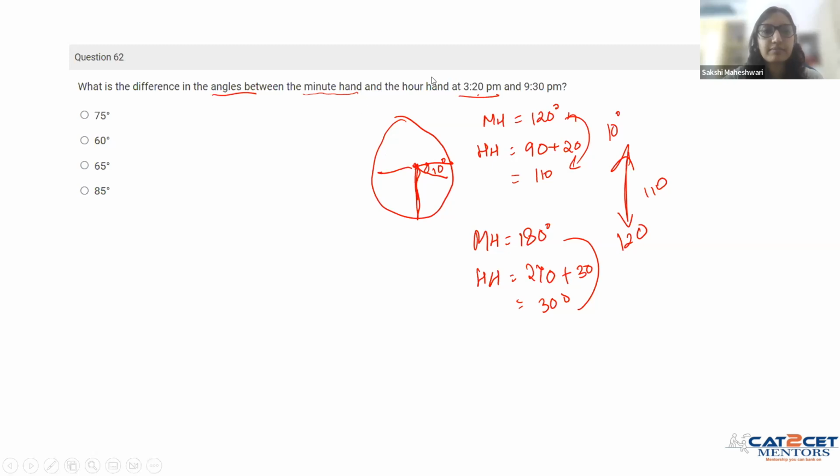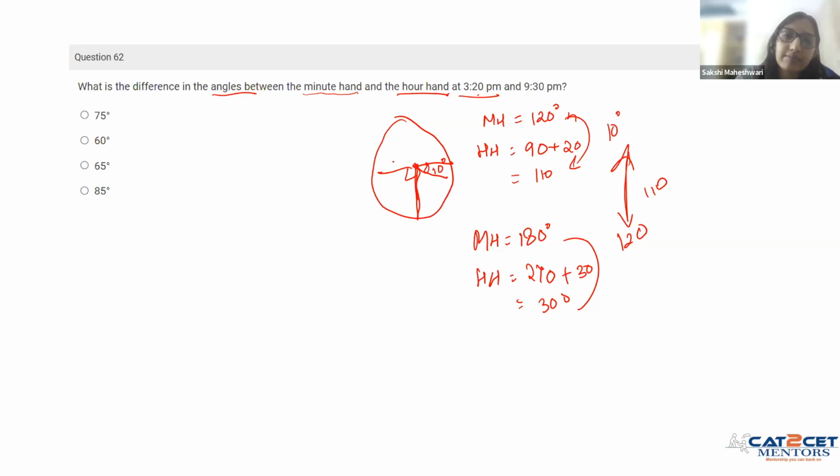Angles between the minute hand and hour hand at 3:20 and 9:30. It will not be perfectly 90. This won't be perfectly 90. That's not the perfect answer. You need to account for that.